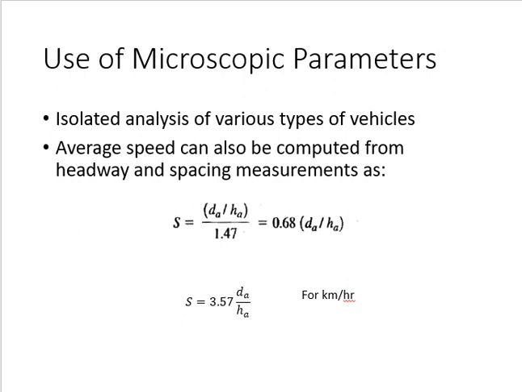And there were two types of speeds as well: space mean speed and time mean speed. Three microscopic: speed, headway, spacing. Which speed is this? The speed of one car, one vehicle.